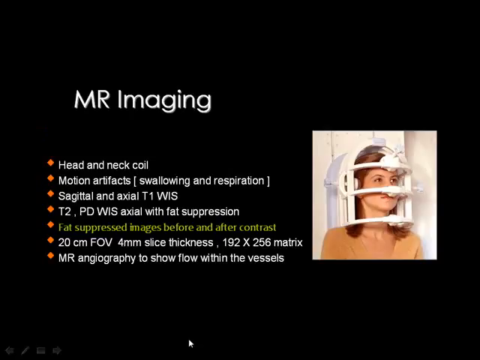By MRI, we use what's known as the head and neck coil, and it's very important to have the T1 and T2 weighted images, and also we should suppress the fat in some of the images in order to see the lesions before and after injection of contrast material.